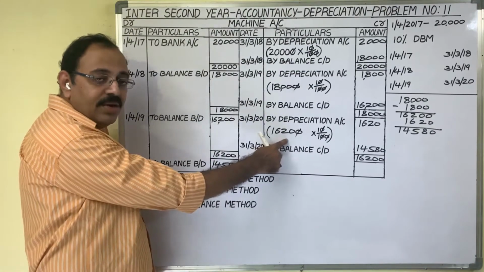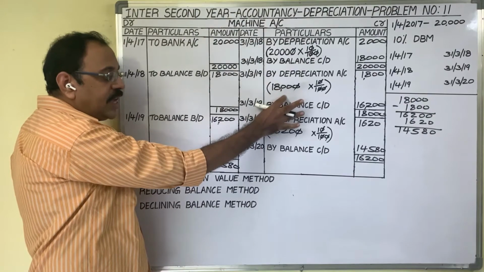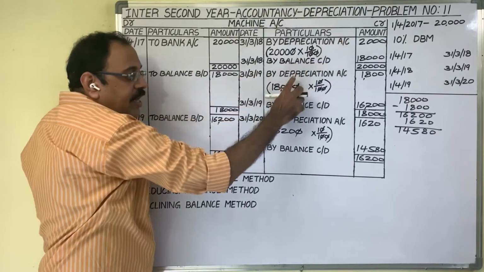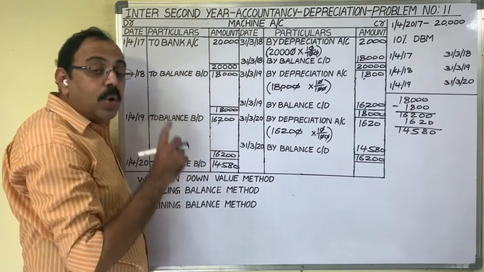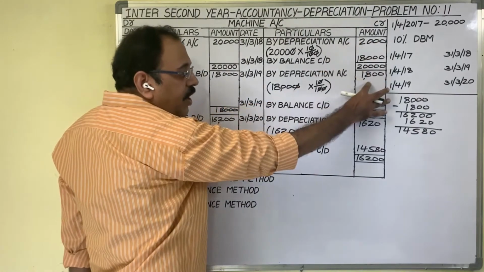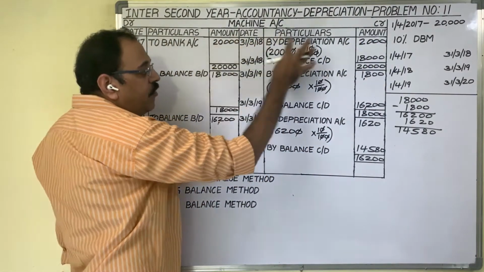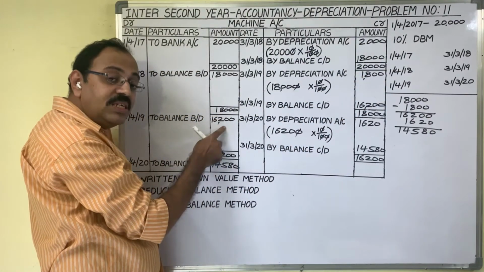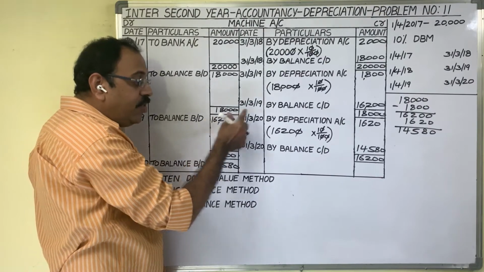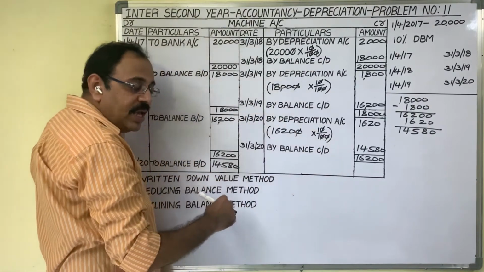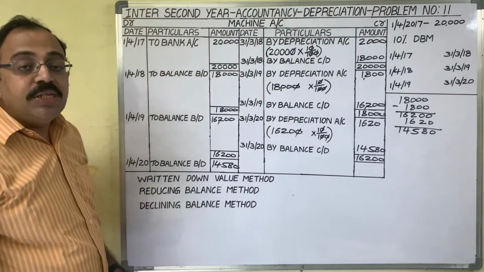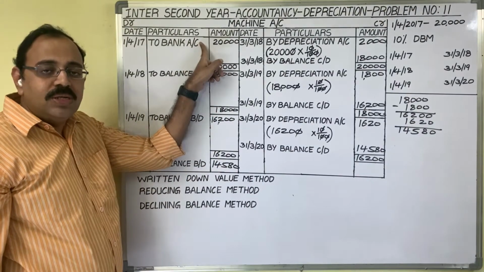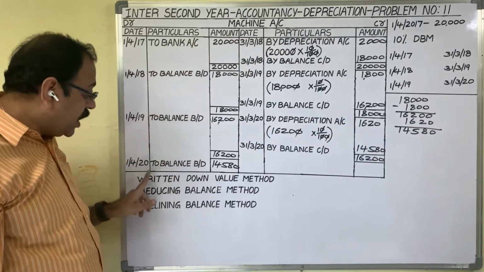Come to third year. For third year, previous years are second year and first year. First year depreciation 2000, second year depreciation 1800. Total depreciation 3800. From 20,000, when you deduct 3800, then the written down value of the asset is 16,200. On that value, we provided depreciation now. Thus, every year we provide depreciation on book values, on written down values. That is why this method is known as written down value method.